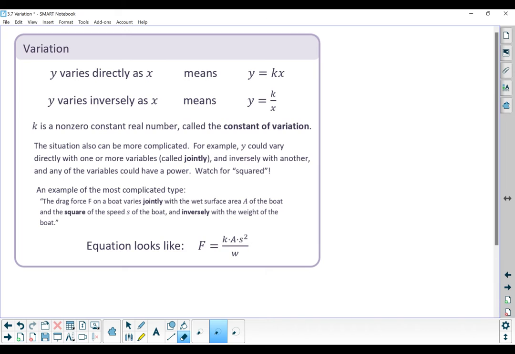An example of maybe the most complicated type would be something like this: the drag force on a boat, so I've got F for force right here, varies jointly with the wet surface area of the boat and the square of the speed of the boat, and inversely with the weight of the boat. So the inversely one, the weight, is on the bottom of the fraction. The two that are jointly are on the top, the area and the square of the speed. And then, of course, we have that constant of variation there.